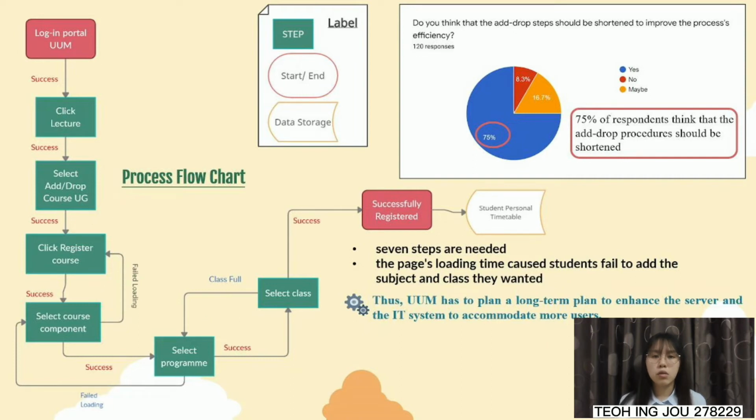The time you use to keep refreshing the web page, other people have completed their airdrop session. Therefore, the page loading time causes students to fail to add the subject and class they want. Thus, UUM has to plan a long-term plan to enhance the server and the IT system to accommodate more users.